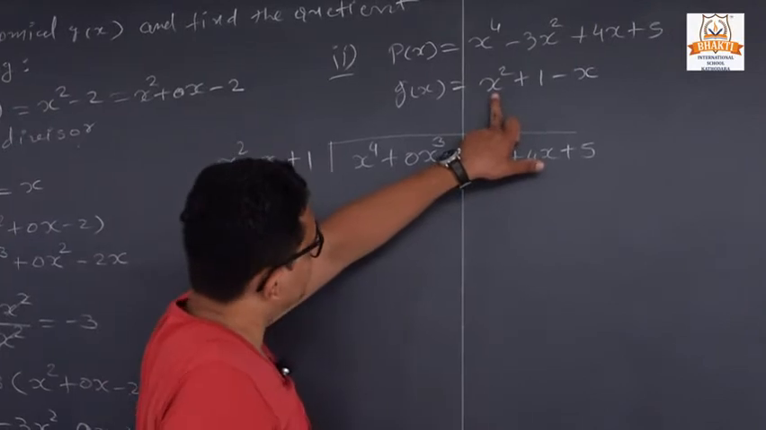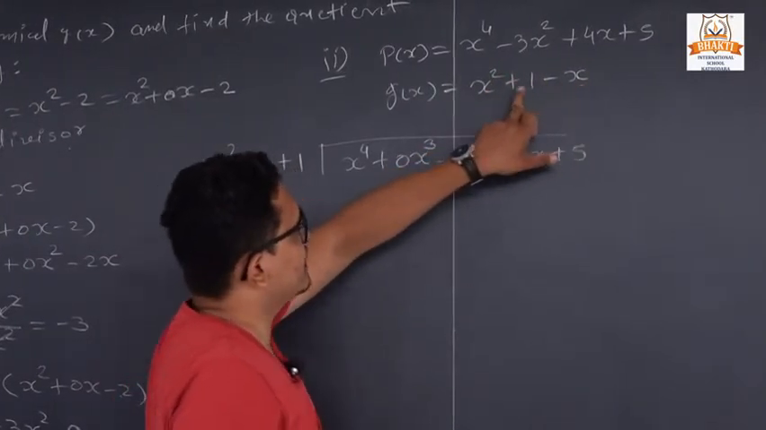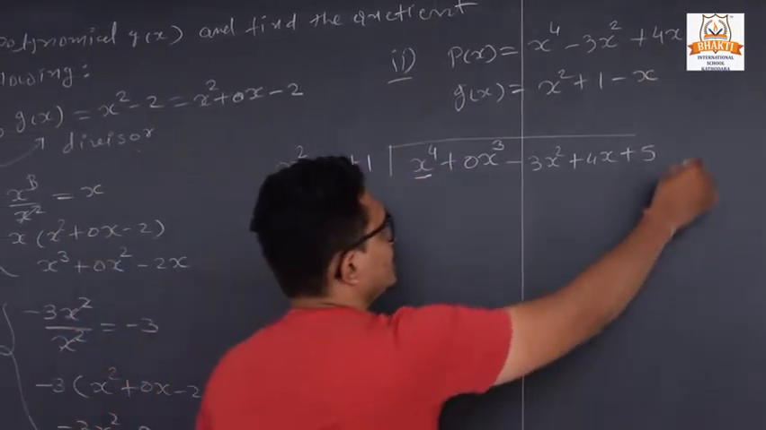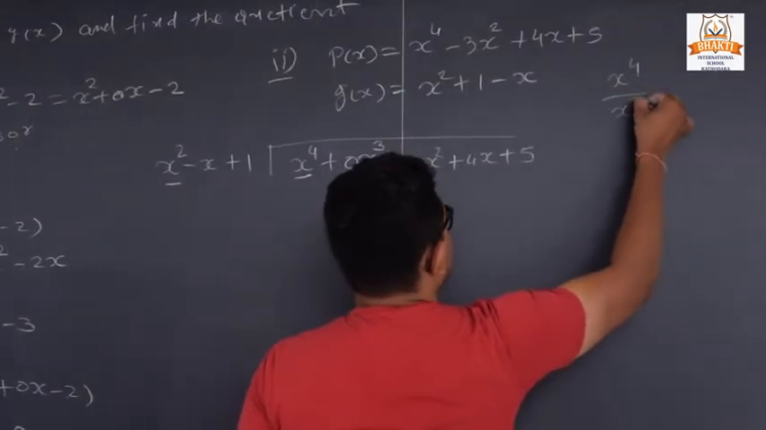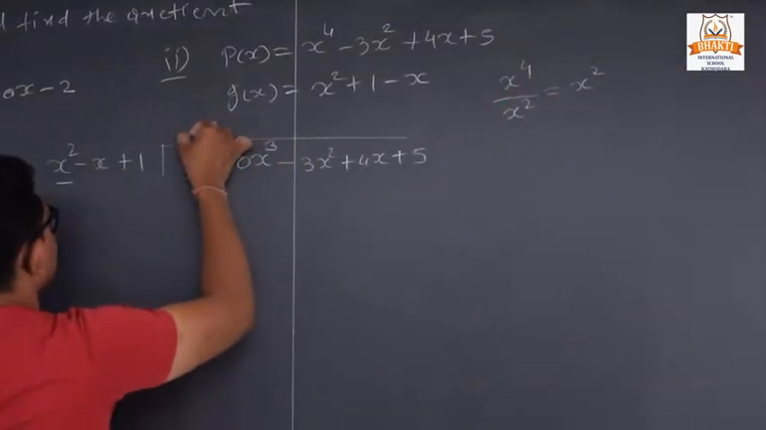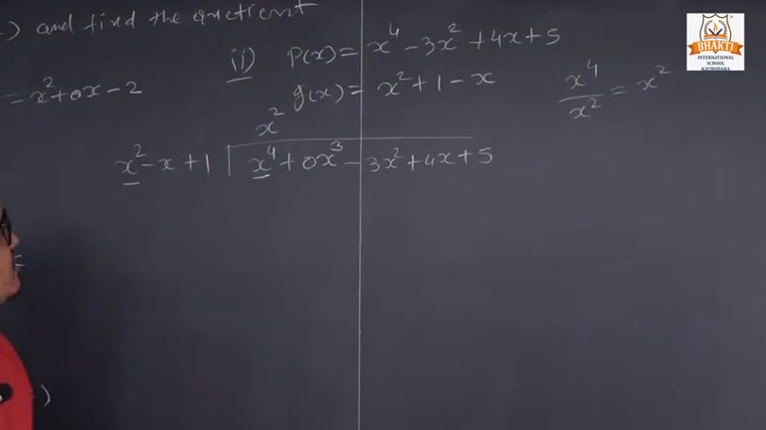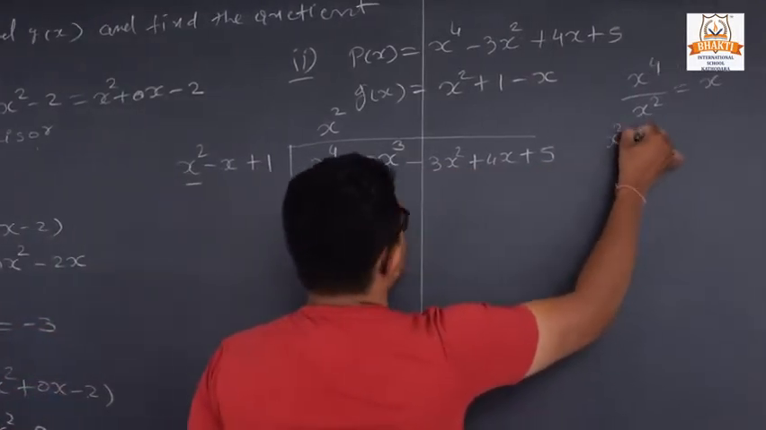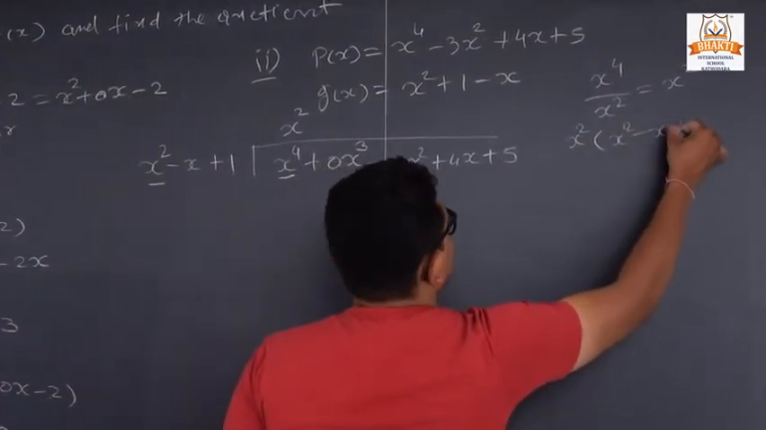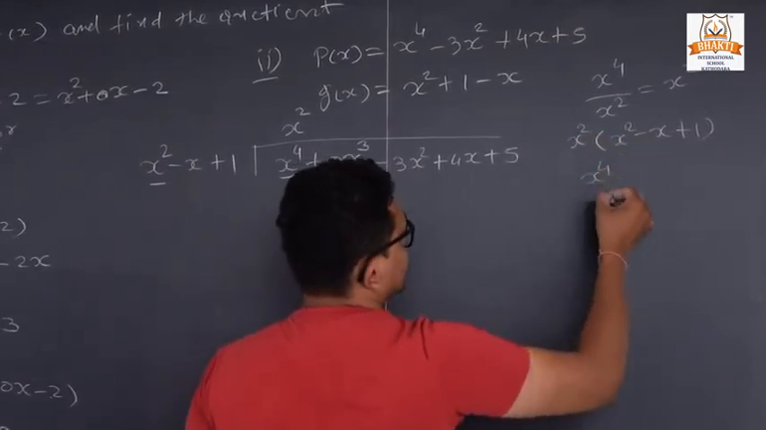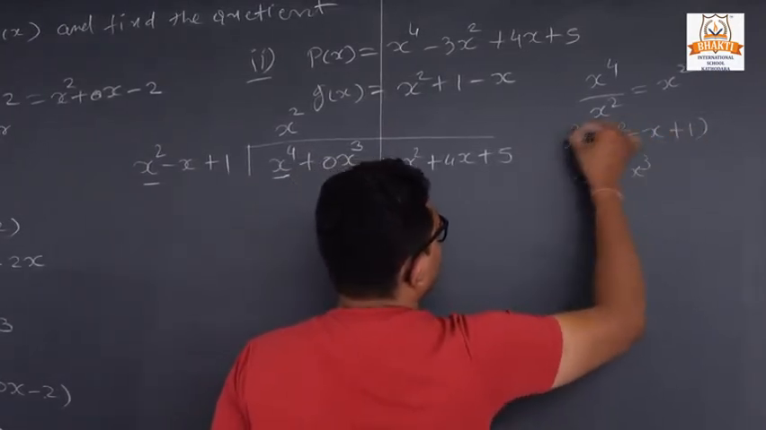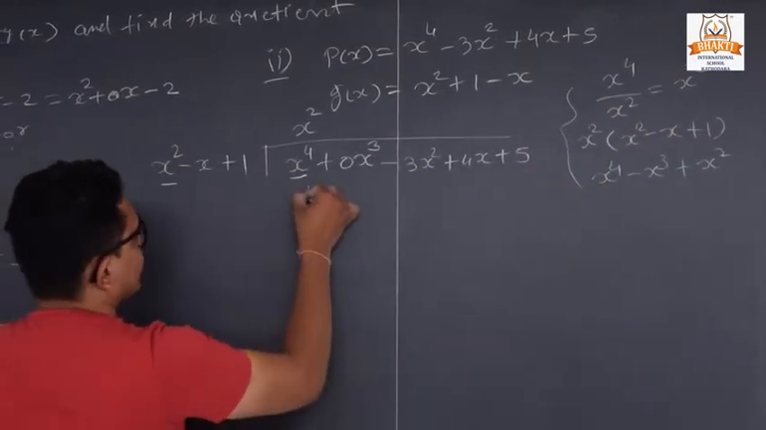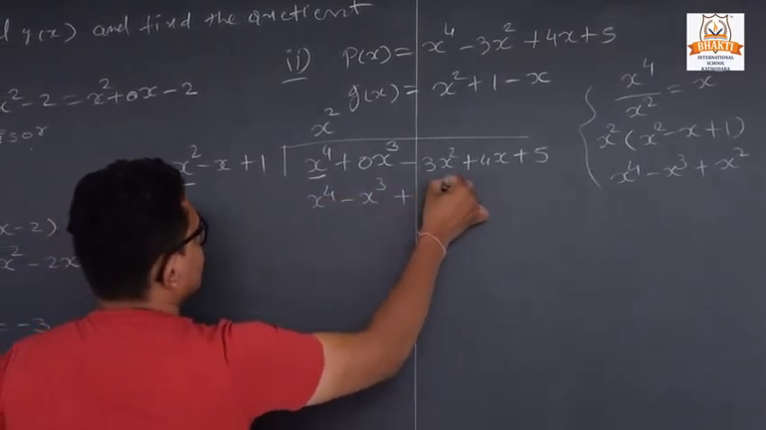Here first of all we can write power 2, then power 1, and then constant term. So once again x raised to 4 is divided with x square. So answer is x square. Here we can write x square. Now x square is multiplied with x square minus x plus 1. So x into x, x square, then x cube, then plus x square. It is step 1. So here we can write x raised to 4 minus x cube plus x square.